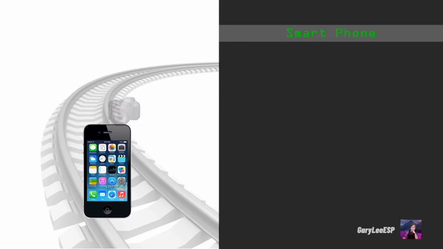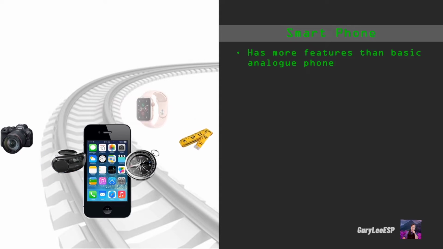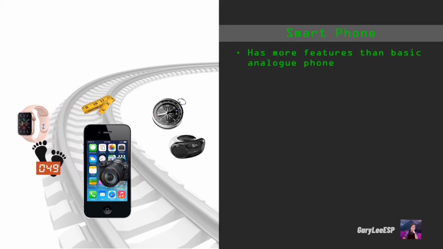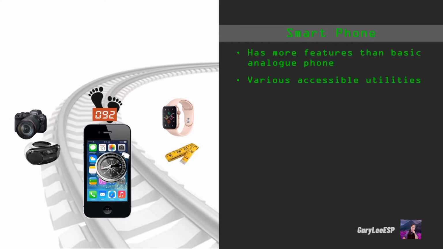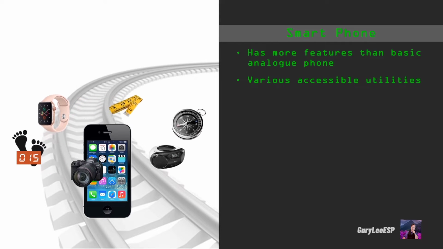Smartphone, a device that we use every day. It has more features than a basic analog phone that was introduced in the late 1800s. There are thousands of smartphone apps including games, personal use, and business use programs that run on the phone. There are various accessible utilities.